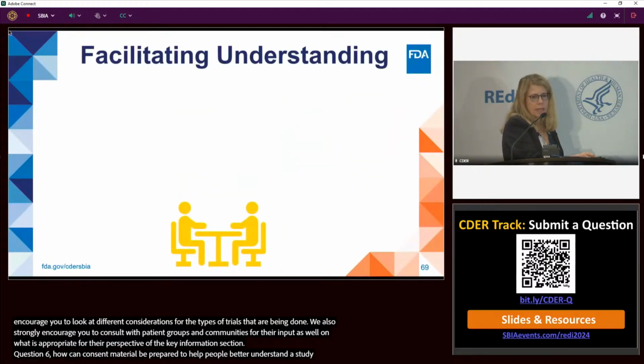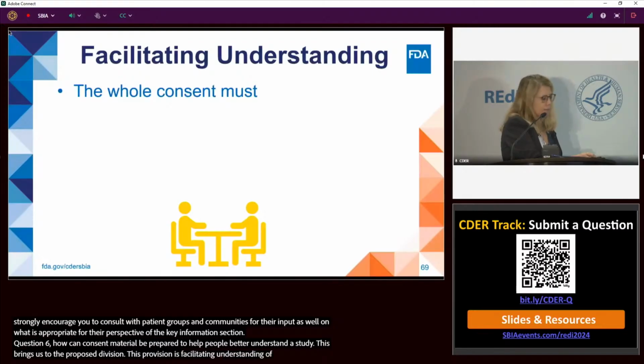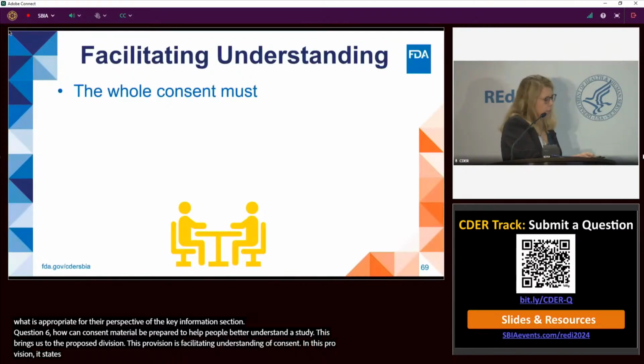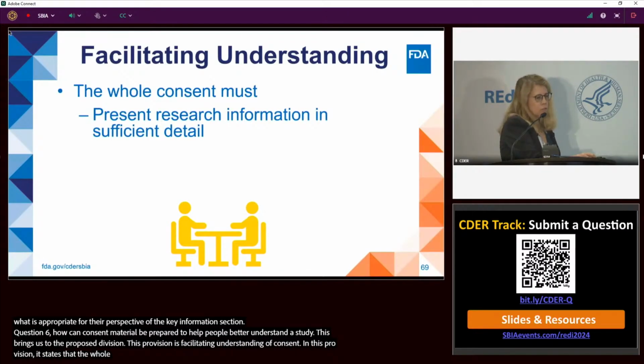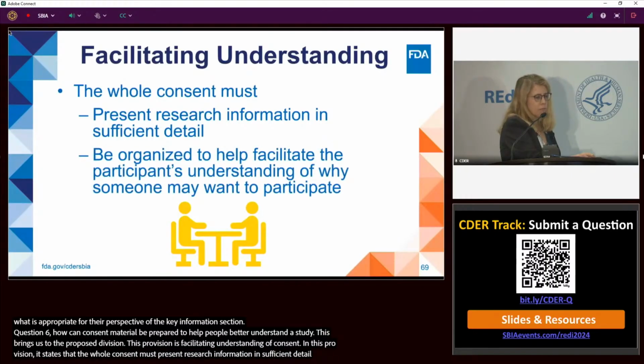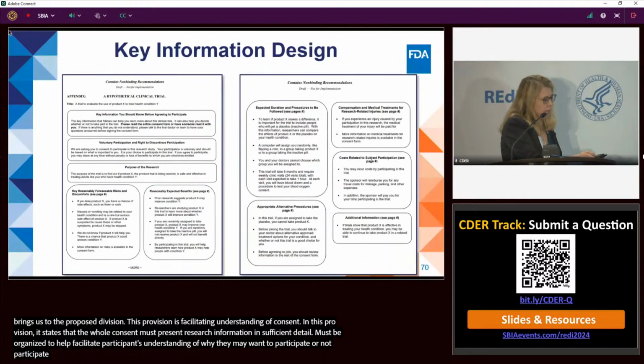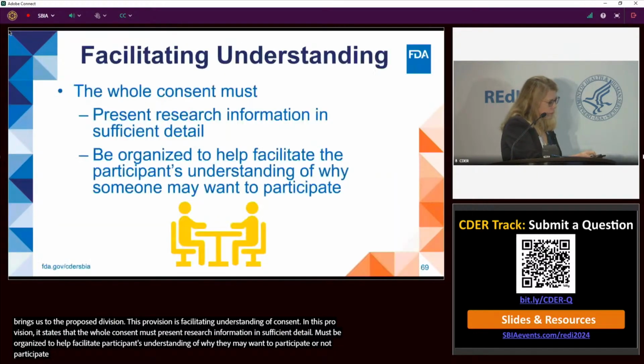This brings us to the second new provision in the regulations, proposed provision. This provision addresses facilitating understanding of consent. And in this provision, it states that the whole consent must present research information in sufficient detail, must be organized to help facilitate the participants' understanding of why they may want to participate or not participate.